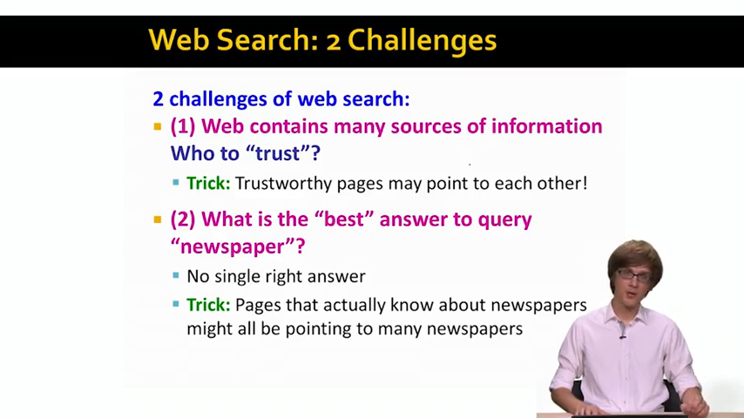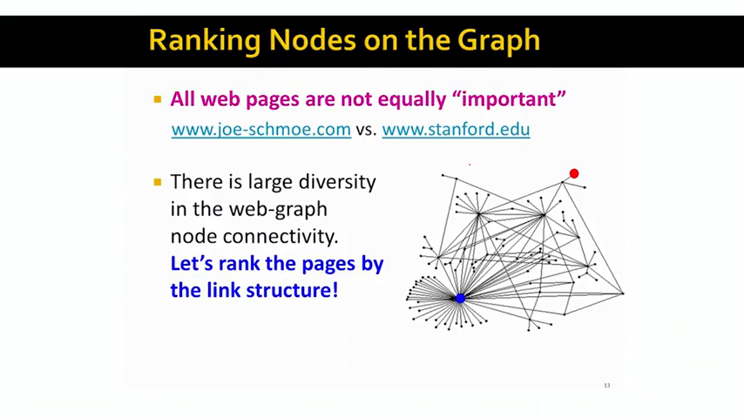And then the other problem that happens on the web is that sometimes queries can be rather ambiguous. For example, you can ask, what is the best answer to a query newspaper? And there is really no good answer to this query. And the goal here, if we want to identify all the good newspapers on the web, is to again look at the structure of the web graph in order to identify the set of newspapers that are linking to each other, and again get the result out of the structure of the web graph. So these are the two challenges we will address in today's lecture.